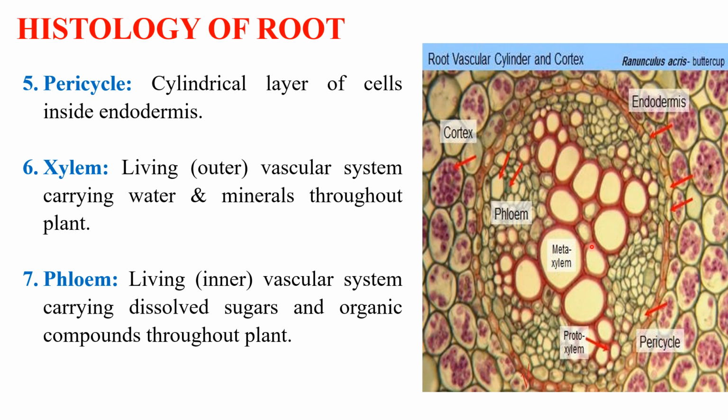The other part of the vascular bundle is the phloem, or inner part. It carries the dissolved sugars and organic compounds through the plant from the leaves to the roots.